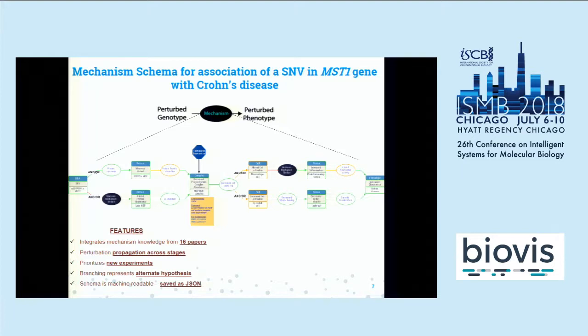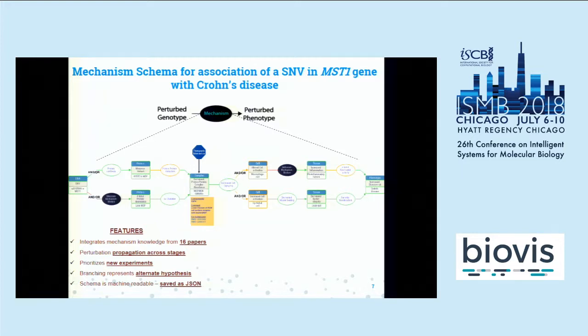I'll not get into the details of it, but there are a couple of features which I want to pitch here. One is this entire structure that you're seeing integrates 16 papers, which talk purely about the mechanism of Crohn's disease. And you can actually access those papers by clicking on each of those components. A pop-up box opens, and there's a link to PubMed. You can click that, and then you can go and read the paper.